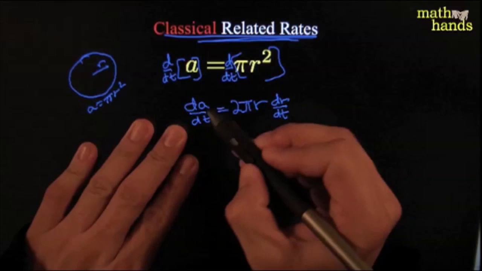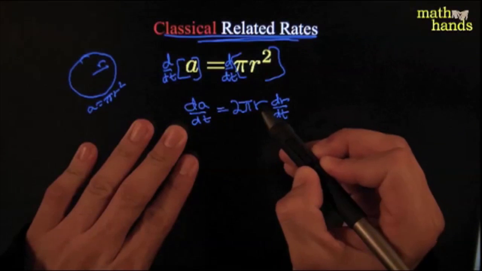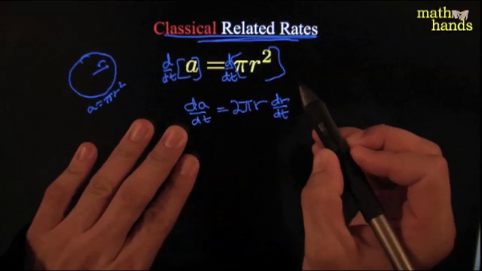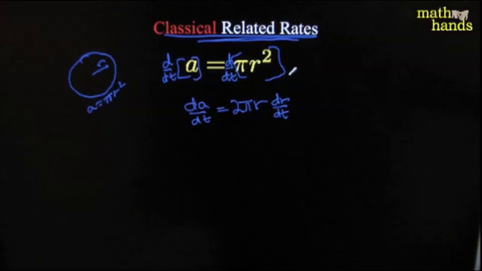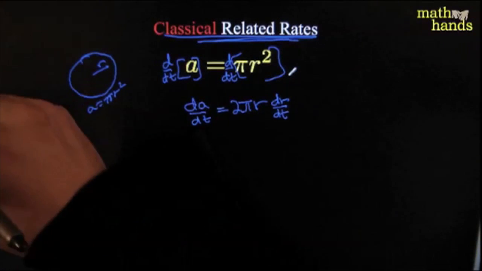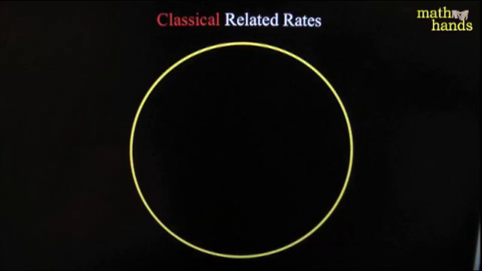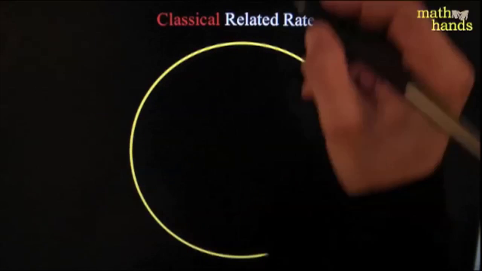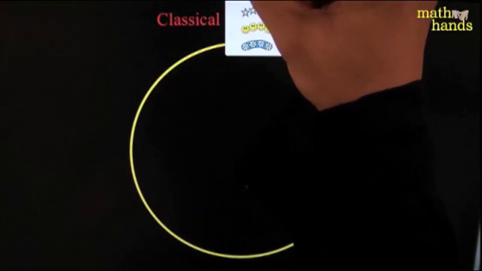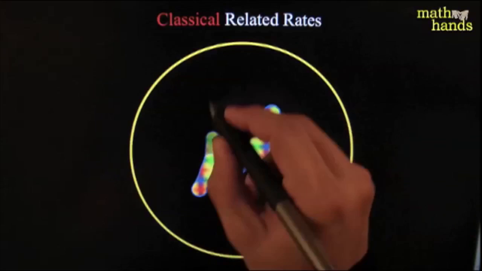The rate at which the area changes is equal to 2 times pi times r times the rate at which the radius changes. What does that mean? I'm just kidding. It means something classical. It means, for example, suppose you had something like this. You had a circle here, and suppose inside the circle you had fire, a lot of fire.